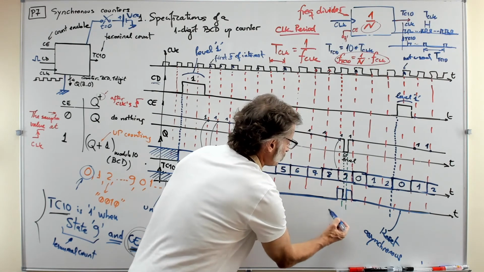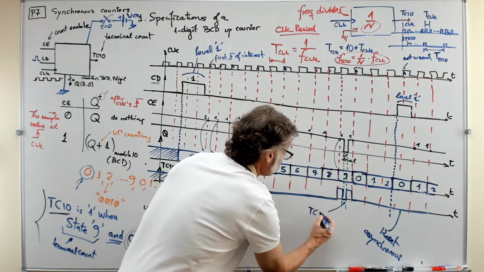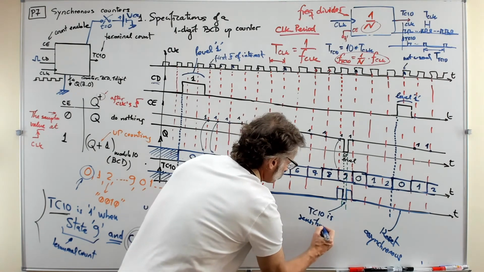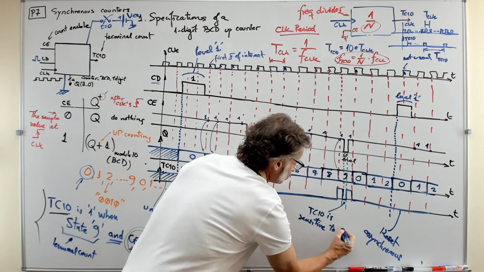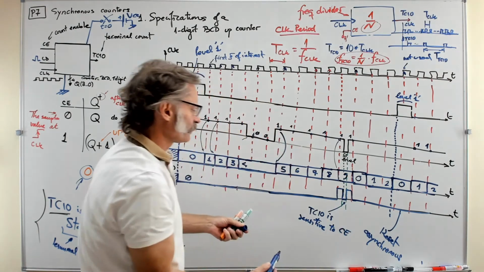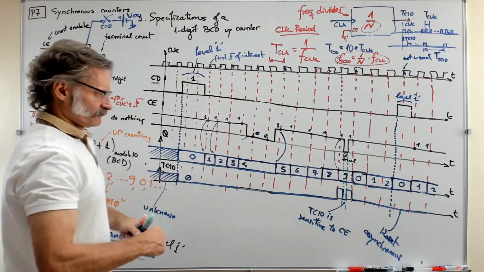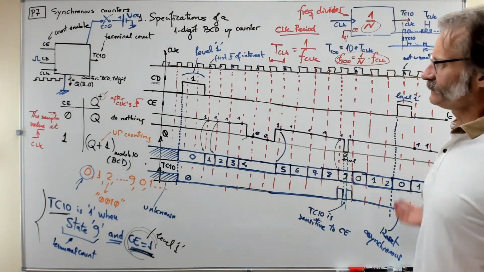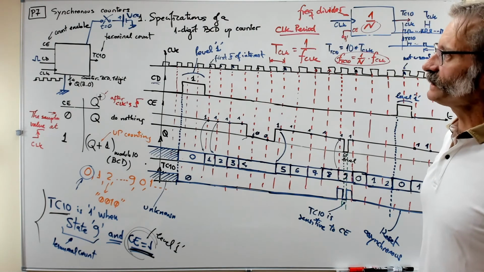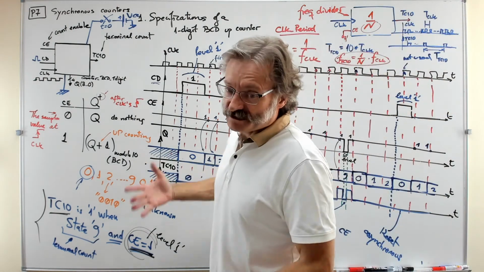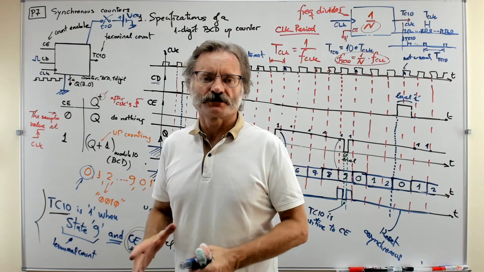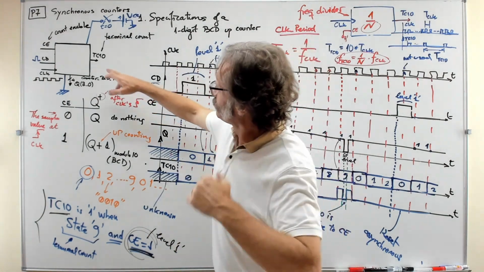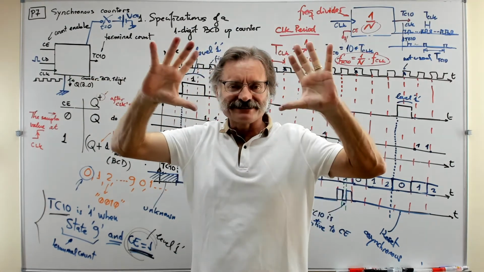Yes, so you can say that the TC10 is sensitive to count enable. So when count enable is 0, it goes like this. You know, that is the kind of discussion that is associated to this finite state machine, a counter. So what goes next is the planning of this machine. What is going to be inside of this entity?